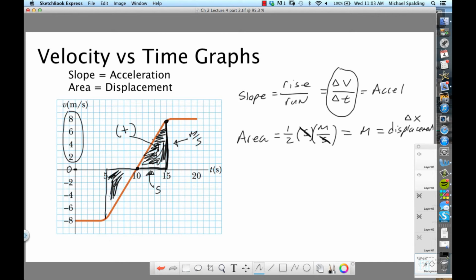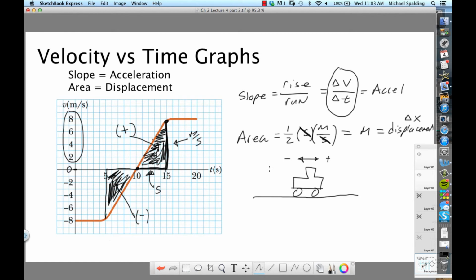This area here would also be displacement, although that area is going to be a negative displacement. By the way, just so you can wrap your brain around this, let's draw a picture of what's happening here. We've got this car. Let's say this is a graph for a car. To the right is positive, to the left is negative.